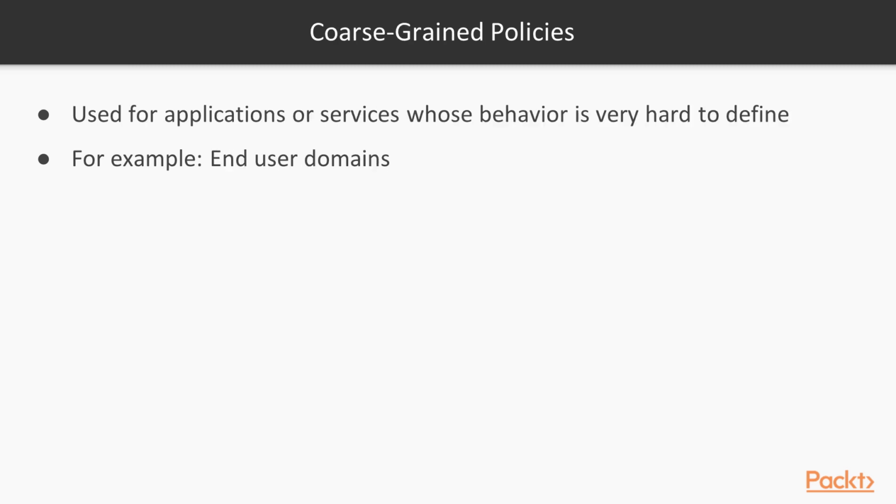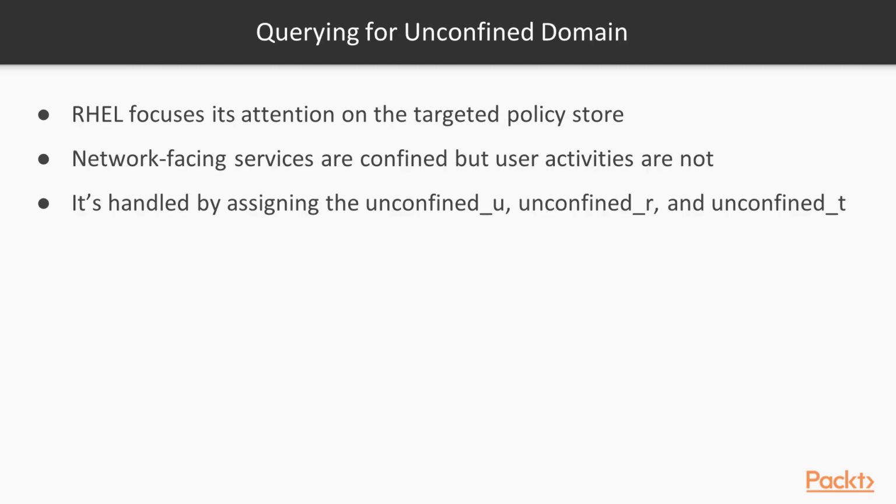And the last one, coarse-grained policies. These policies are used for applications or services whose behavior is very hard to define. End-user domains are a good example of this, as is the unconfined domain, which puts almost no restrictions on what a domain can do. Let's look into querying for unconfined domains.